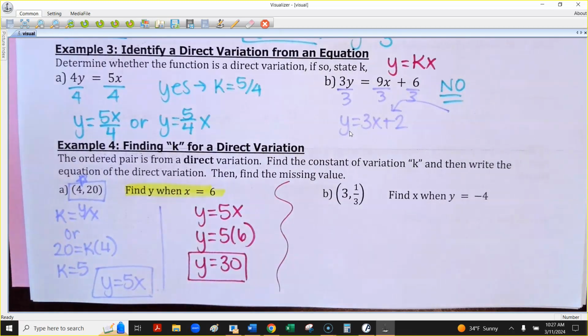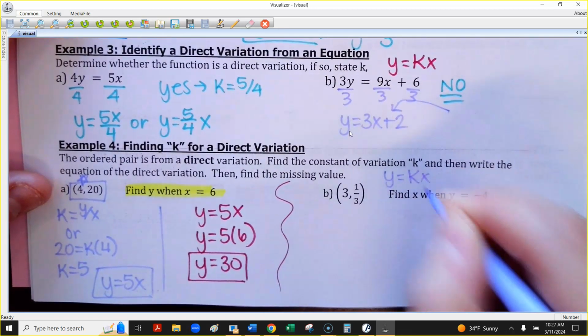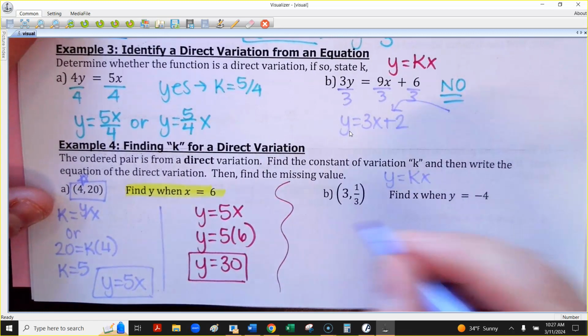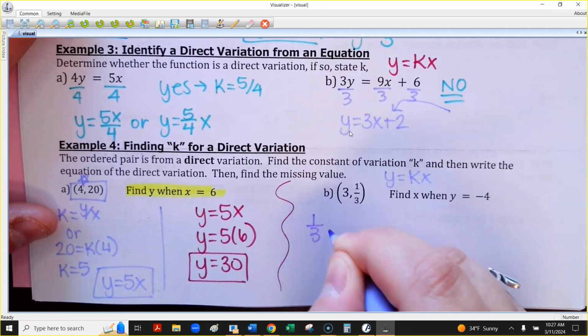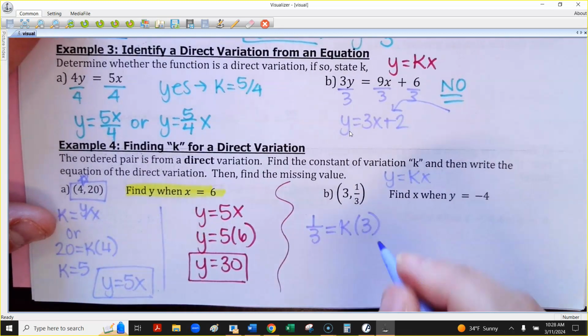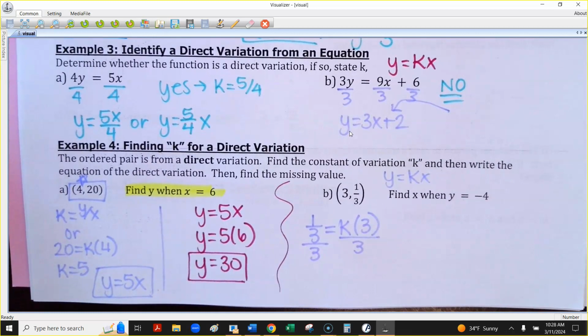Okay, so let me do one more. If this is in the format y equals kx, I'm going to use that point to find k, the constant of variation. So I can put the y coordinate in for y, solve for k here, times 3. I'm going to divide both sides by 3. Okay, if you divide, I should have left myself some more room here. You can do this on your calculator if you want to.